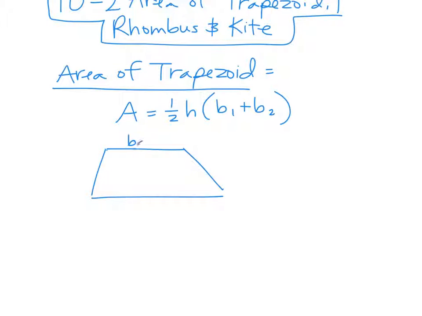Okay, you'll have a base here, a base here. So the two that are parallel are your bases. Those are the two that you want to add together. Okay, that's your B1 and your B2. And then your height will be what is perpendicular to those two bases. So you're going to take those three things and plug them into that formula. Okay, 1/2 times the height times base 1 plus base 2.